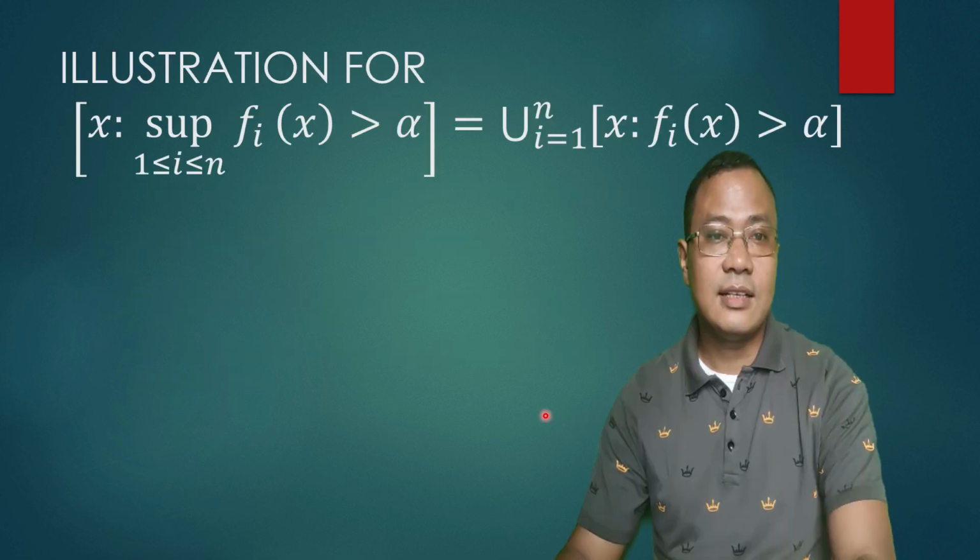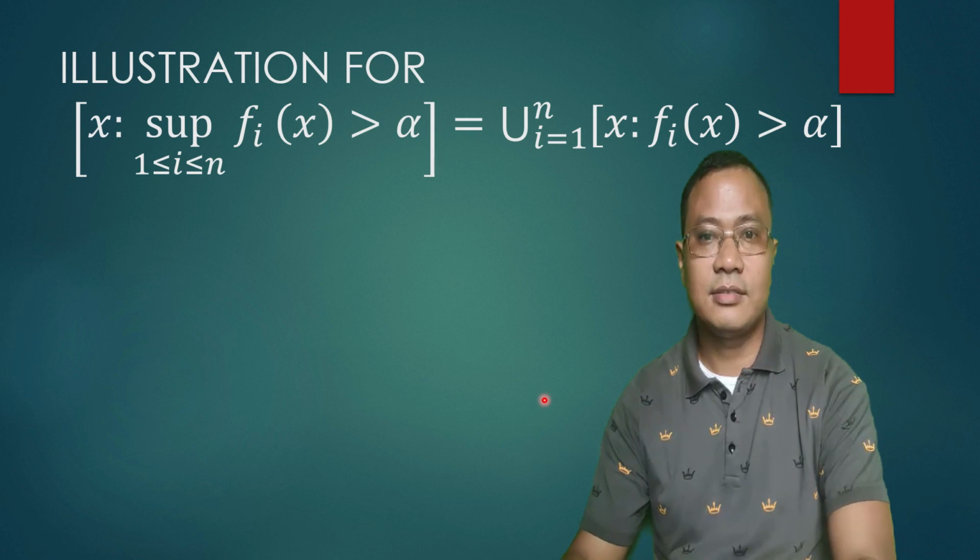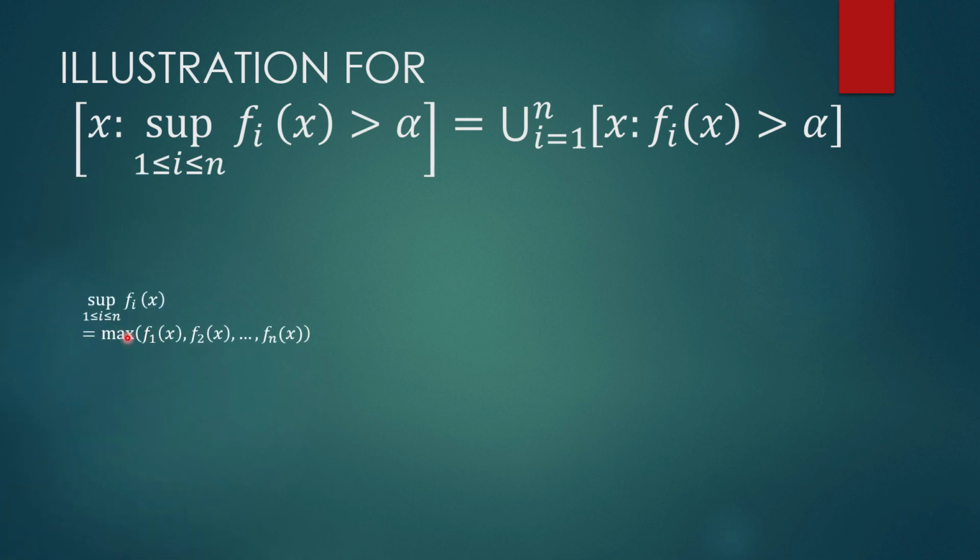Let us illustrate that one. How does this equality hold? Let us see. Supremum f_i(x), i running from 1 to n, is exactly equal to the maximum of the functions. This is a real number, this is a real number, this is a real number, so this is the maximum of a finite number of real numbers. One value will be there. That is the value of the supremum function at the point x. That is how we define the supremum function for the finite case.